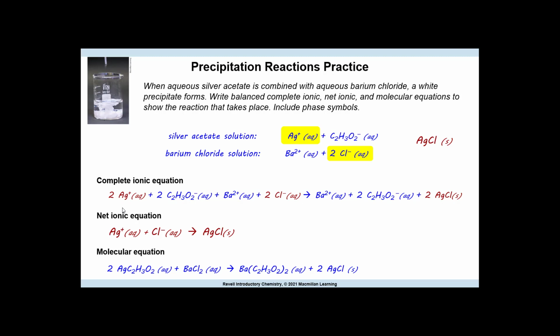We have aqueous silver acetate combined with aqueous barium chloride. A white precipitate forms. Write balanced complete ionic, net ionic, and molecular equations to show the reaction that takes place. Include phase symbols. So the first thing I would tell you to do is pull out all the information that you can identify. Pull it all out so that you understand what you're looking at.